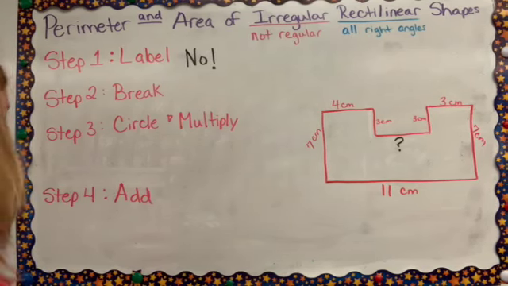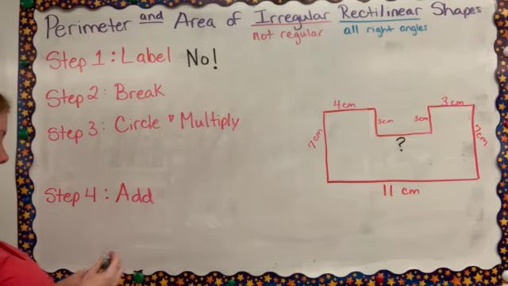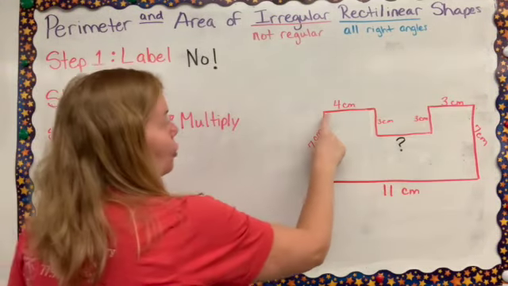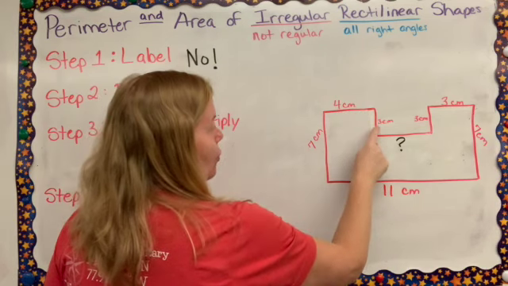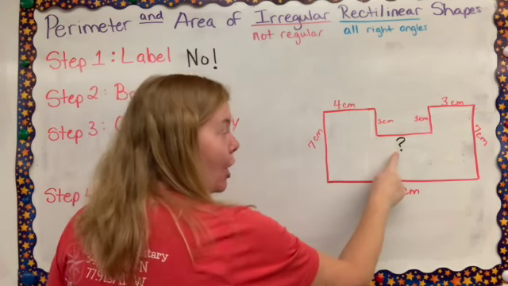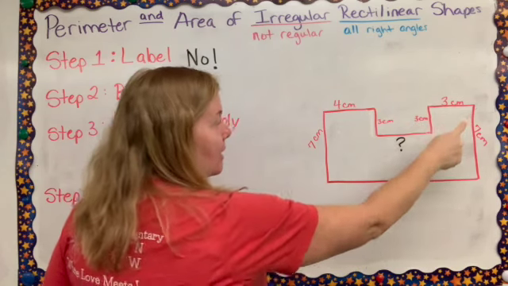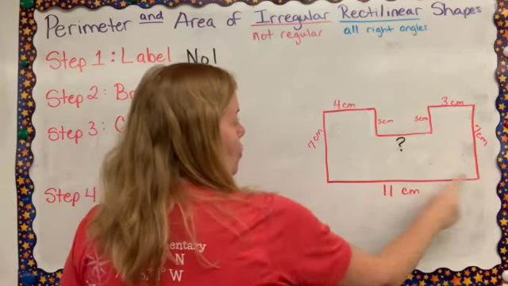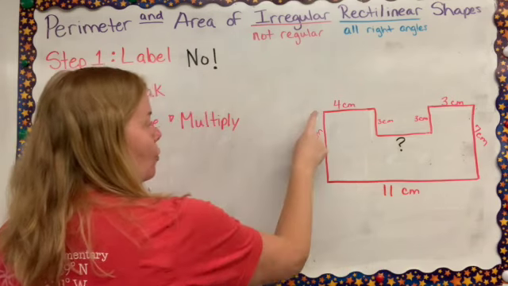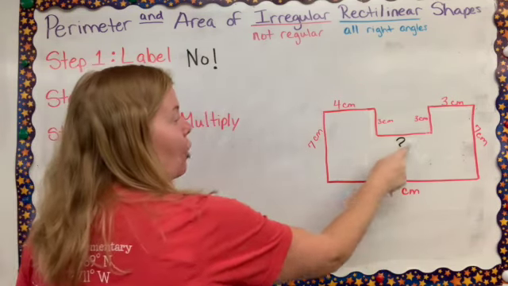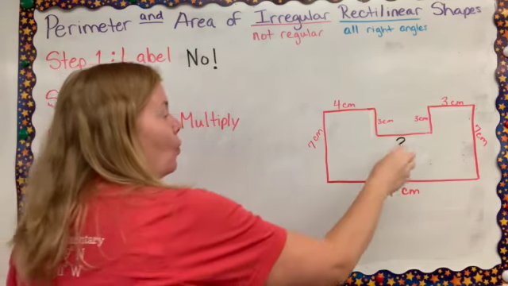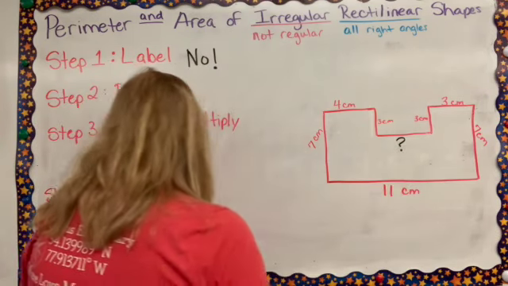All right. So first step, is everything labeled? Corner to corner, yes. Corner to corner, yes. Corner to corner, no. Corner to corner, yes. Corner to corner, yes. Corner to corner, yes. Corner to corner, yes. Corner to corner, yes. That is our only missing side. We need to figure out what that side is.